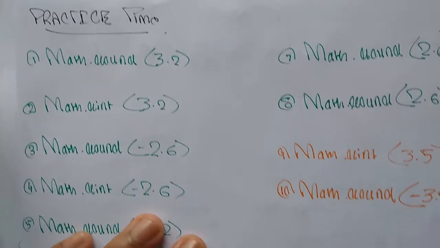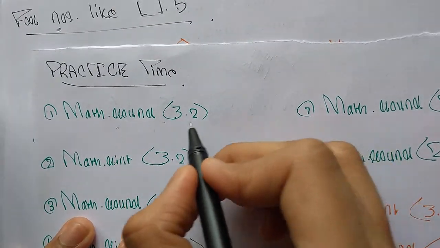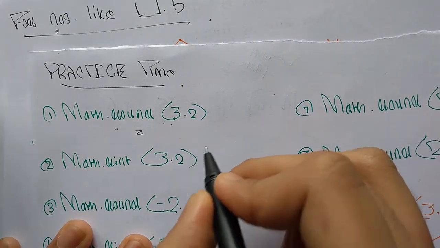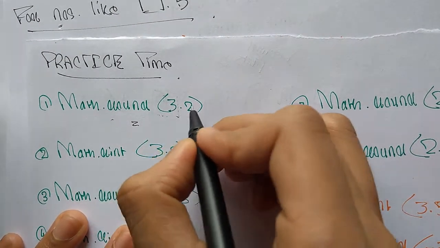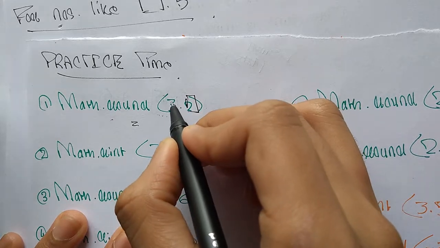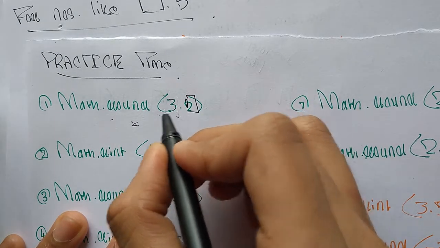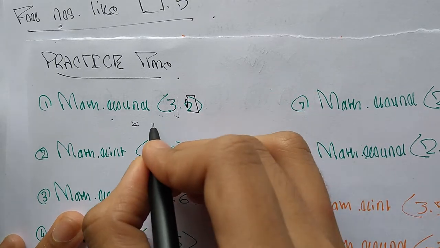So now it's practice time. Math.round 3.2. What do you think will be the answer? So let's first of all identify the integral part and the fractional part. The integral part is 3, fractional part is 2. That means that it will return 3.